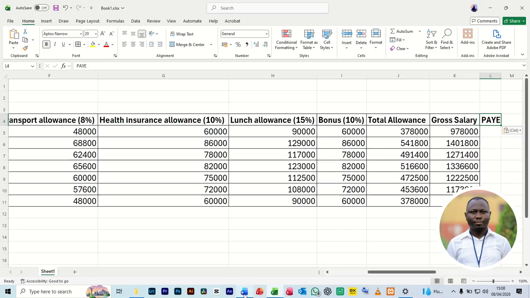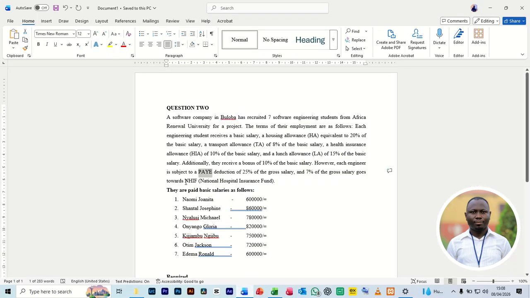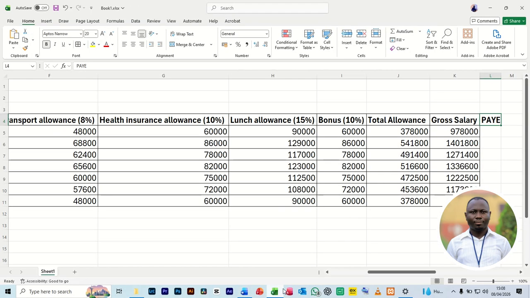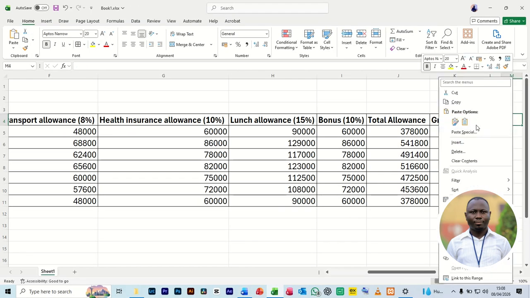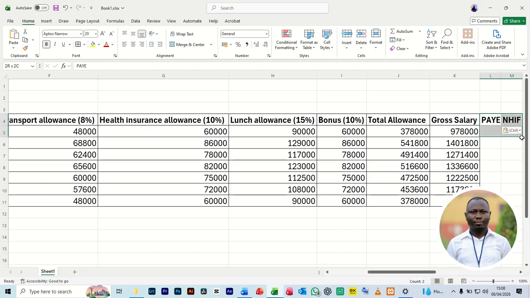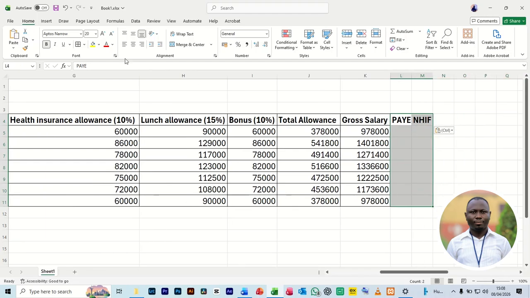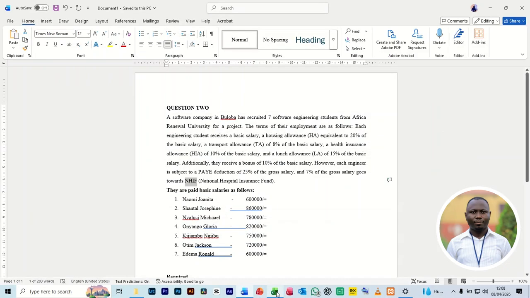Then we also come and get our NHIF, which is the National Hospital Insurance Fund. We also put it somewhere here, and then we create a table around it, and then we calculate. What did they say? Which calculation? What are we basing on to calculate that?